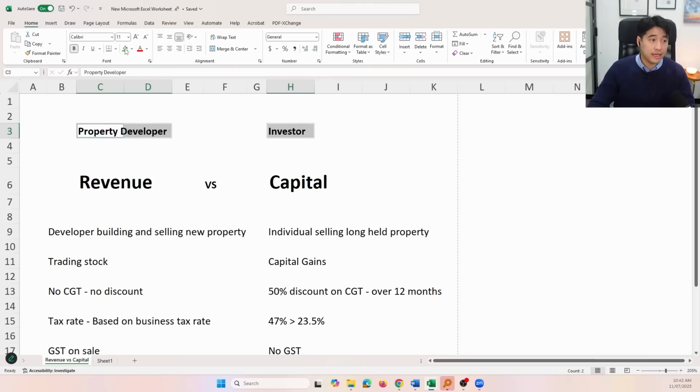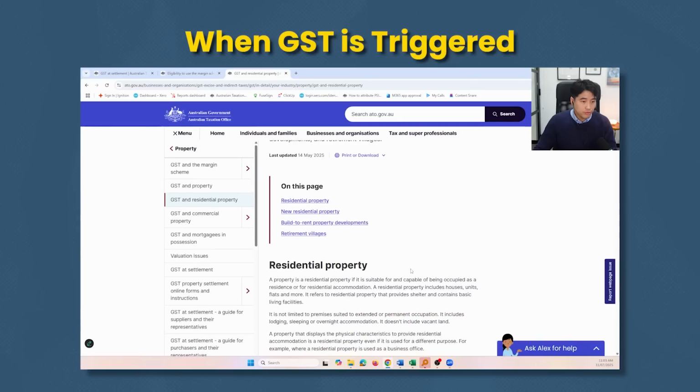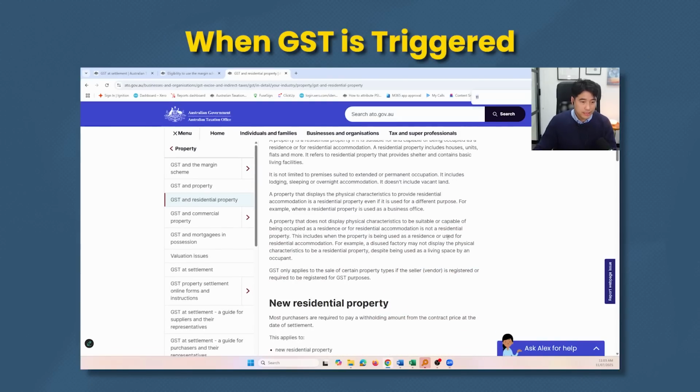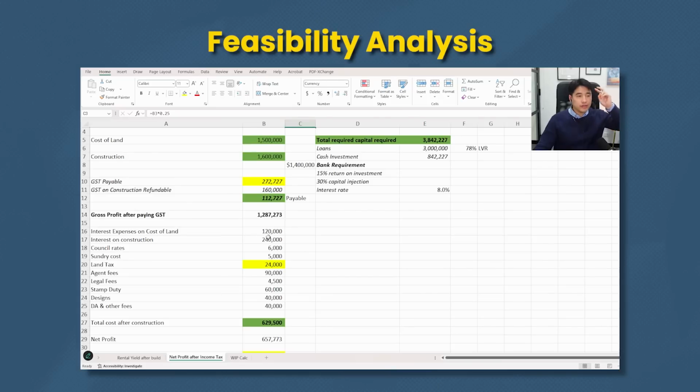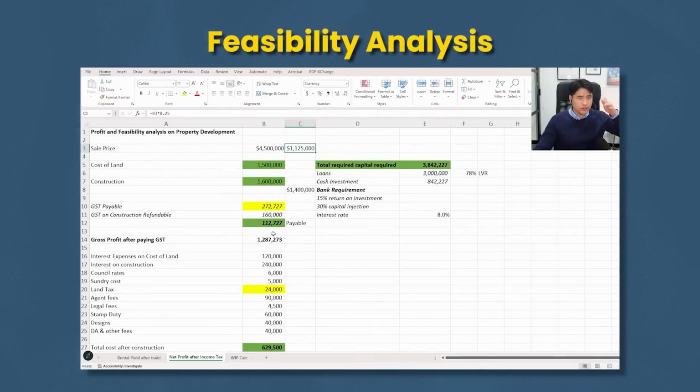By the end of this video, you'll know how the ATO decides whether your profits are taxed as income tax or capital gains tax, why even one project can trigger GST, the real impact of stamp duty, land tax, and structures on your bottom line, and how to set up your development so you don't get caught out.